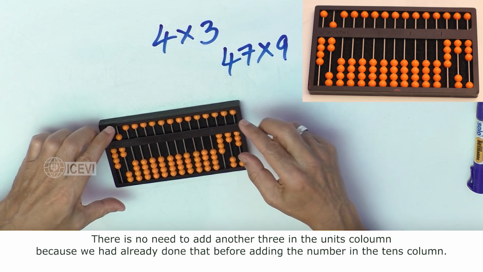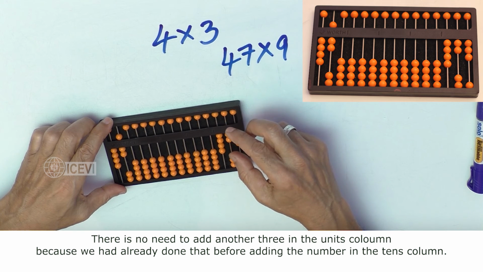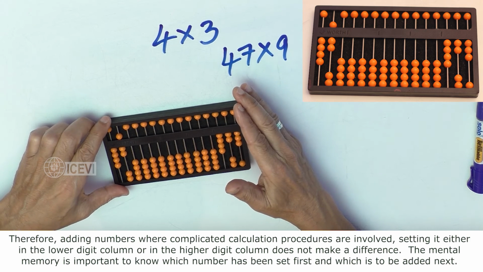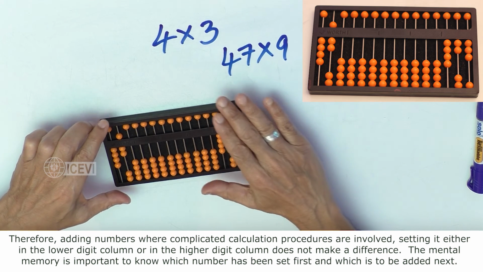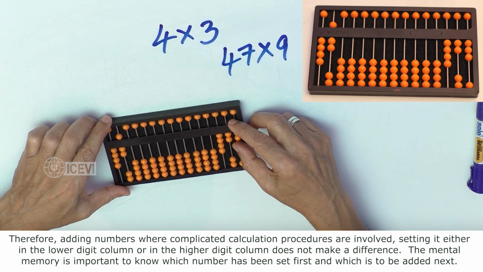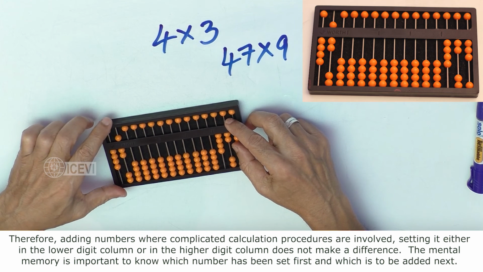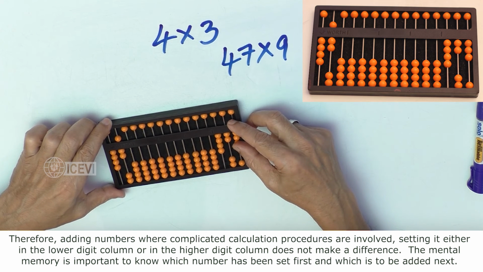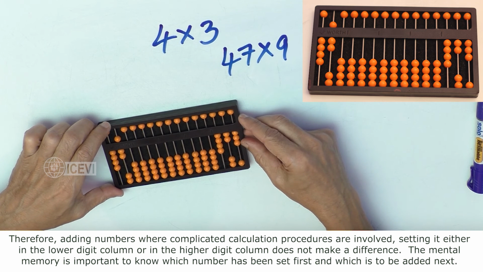There is no need to add another 3 in the units column because we had already done that before adding the number in the tens column. Therefore, adding numbers where complicated calculation procedures are involved, setting it either in the lower digit column or in the higher digit column does not make a difference. The mental memory is important to know which number has been set first and which is to be added next.